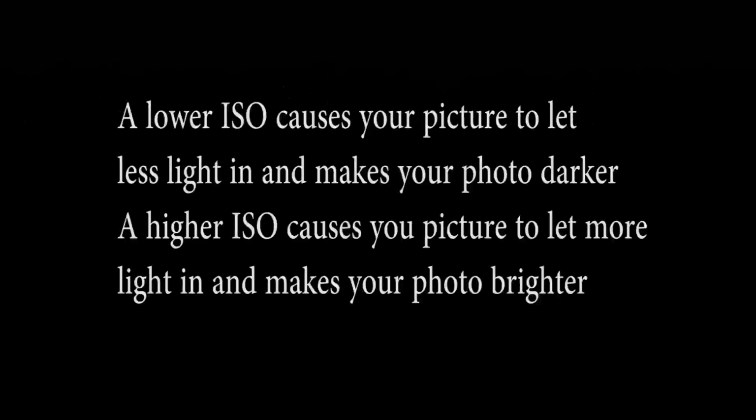ISO is how much light hits the sensor to brighten the picture. If your ISO is at a number like 100, it lets less light in on the sensor. If your ISO is at 800 or something like that, your picture will let more light in and the picture is brighter. ISO can affect your exposure by making your picture darker or brighter depending on your number.